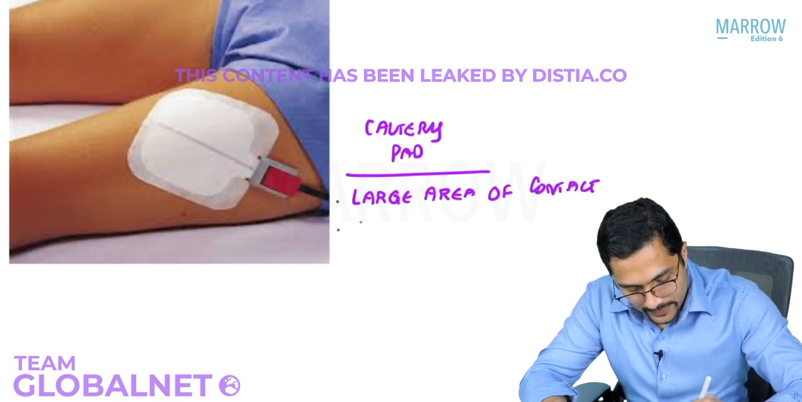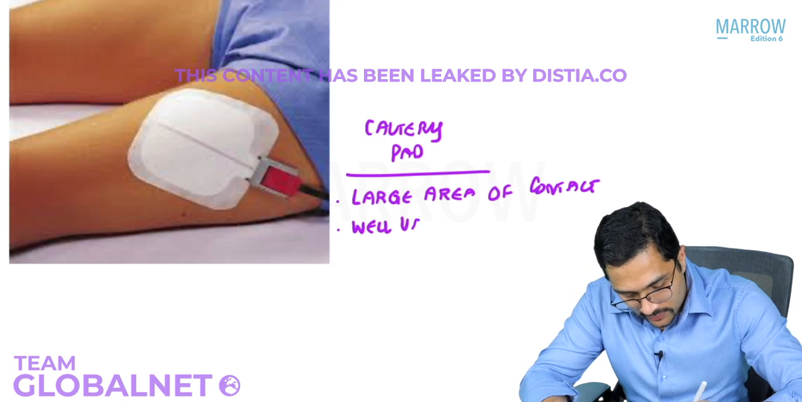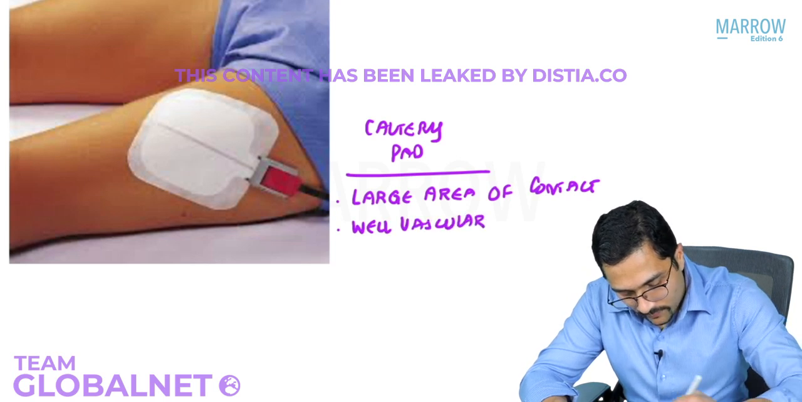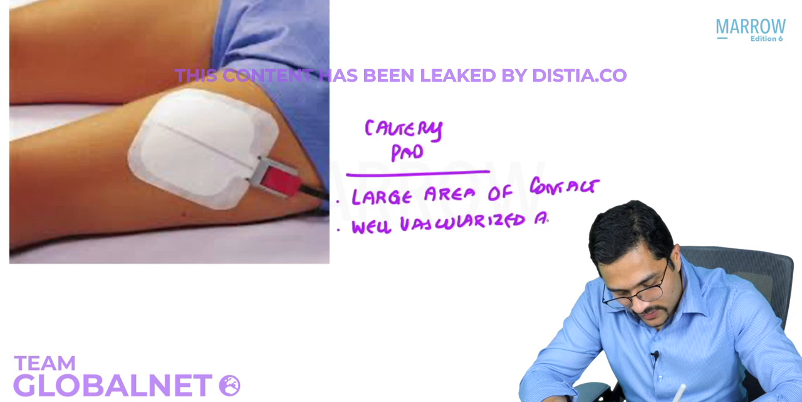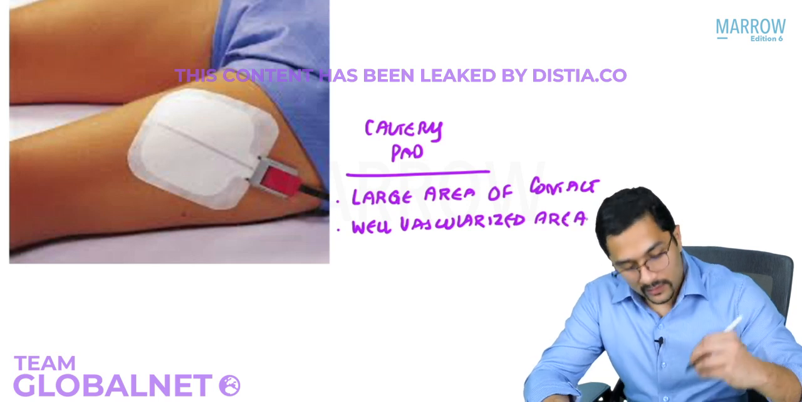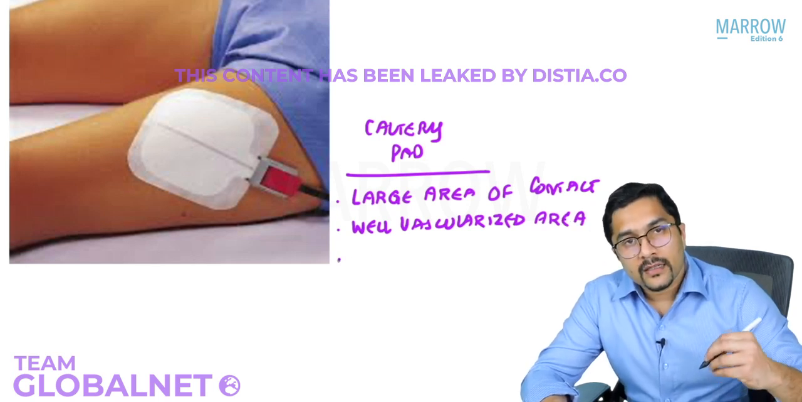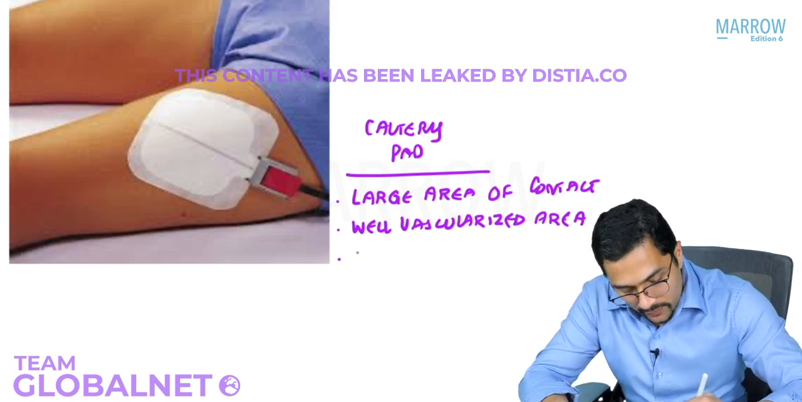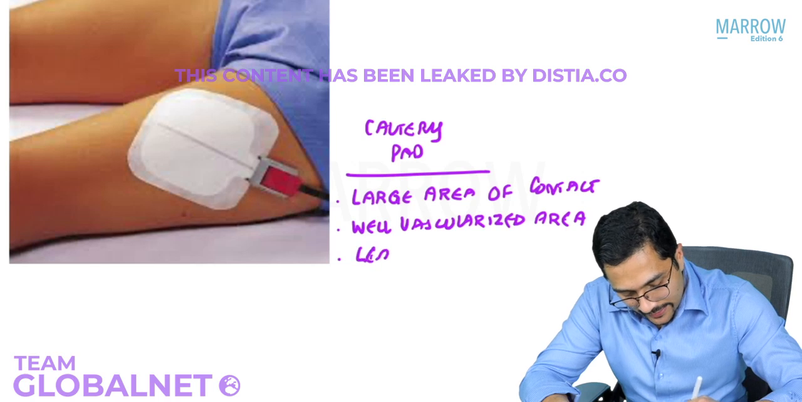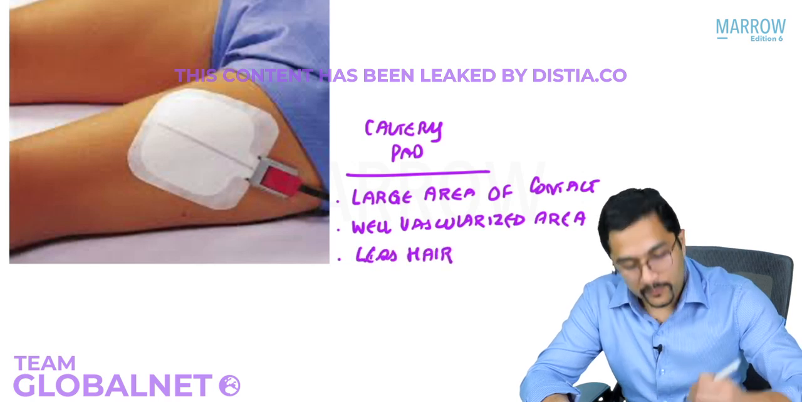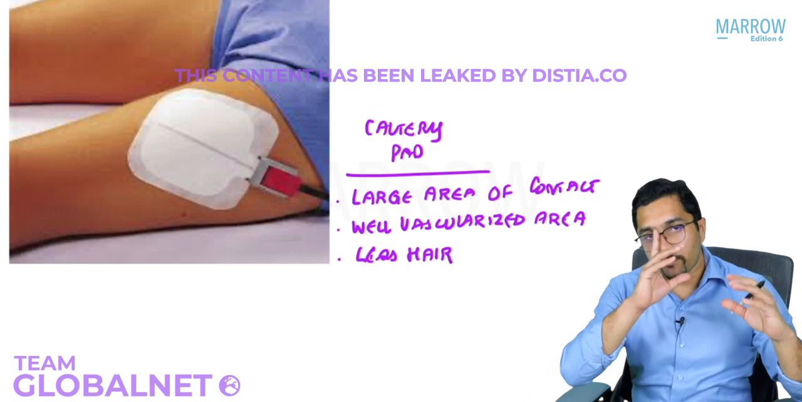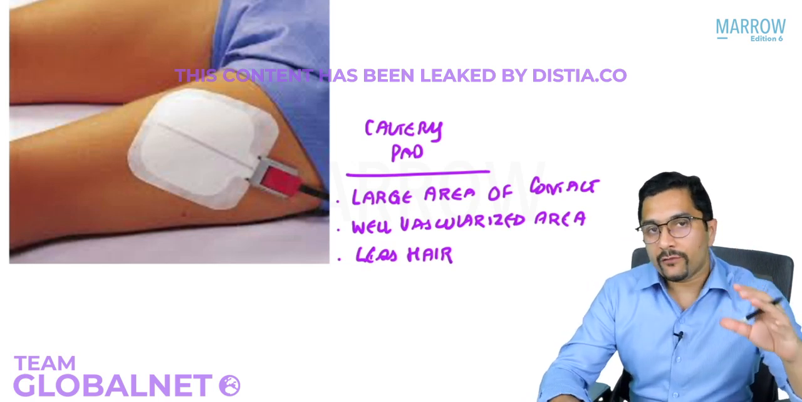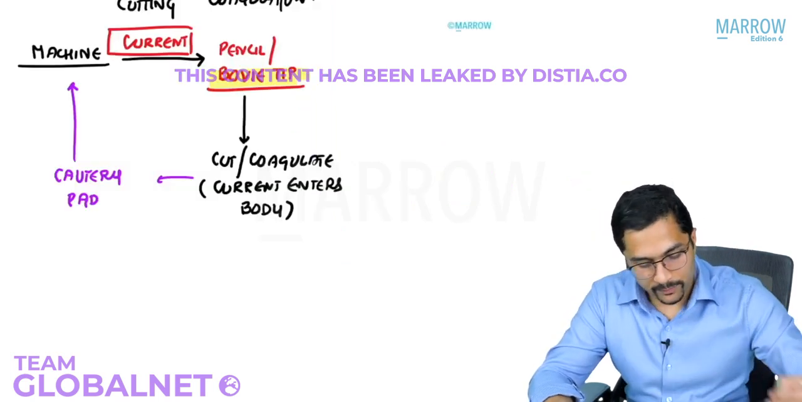It should be placed over a well vascularized area. And a cautery pad should ideally be placed over a field which has less hair so that it can stick properly, right? So, these are some points which one should be mindful of while placing the cautery pad.